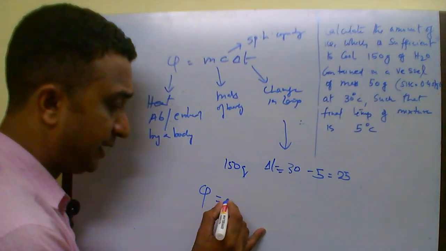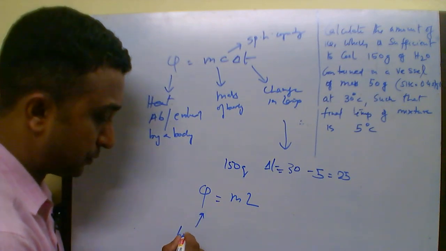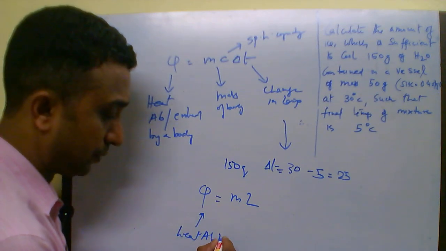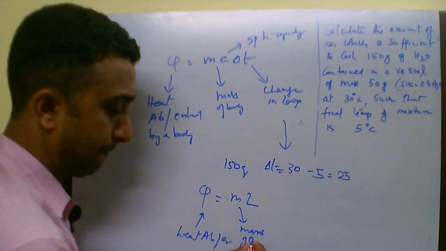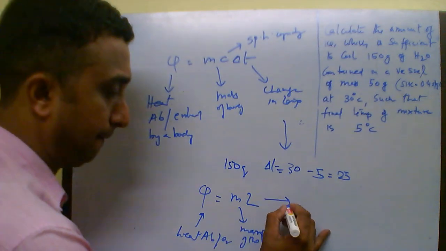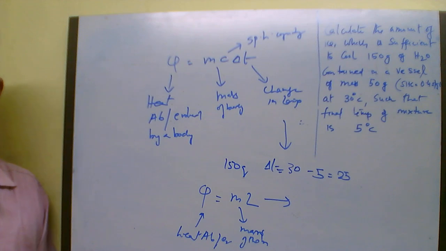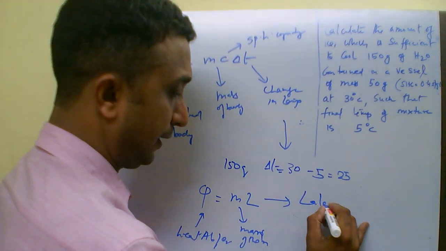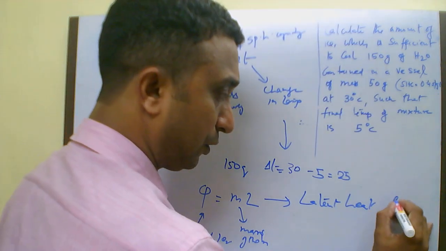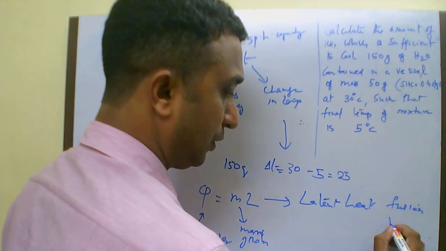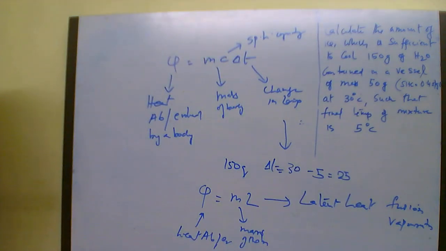Now, I said about the second equation, Q is equal to m into L. Here also Q specifies the heat absorbed or evolved. M is the mass of the body. Now what is this L? This L is latent heat. It can be latent heat of fusion or it can be latent heat of vaporization. Let me explain what latent heat is.